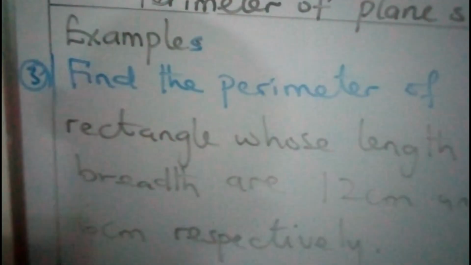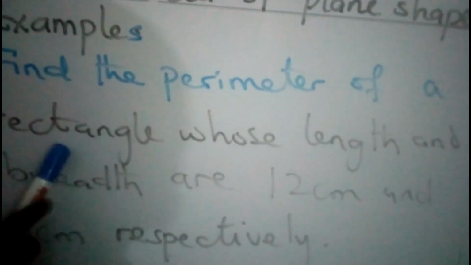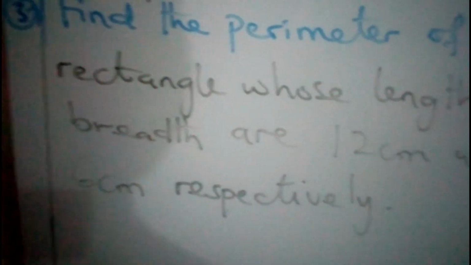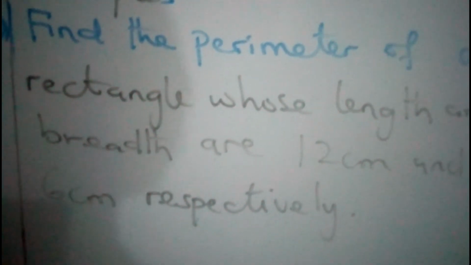Okay, example 3. Find the perimeter of a rectangle whose length and breadth are 12 centimeters and 6 centimeters respectively. The shape being considered here is a rectangle.